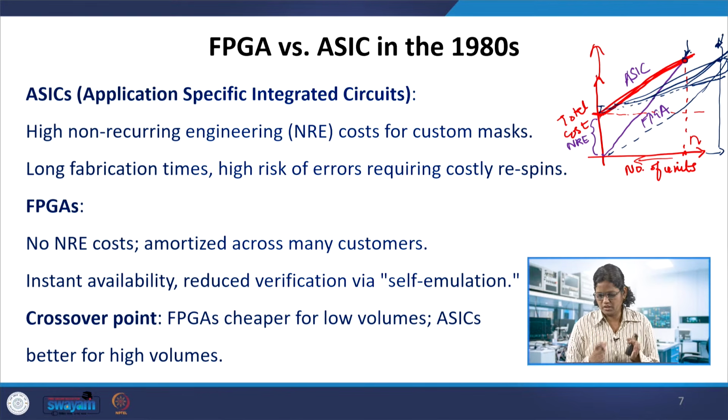It depends on the generation. So for the nth generation, and then the n plus 1th generation, and then it moves on to the next generation, and so on. So this is about the ASIC and FPGA in the 1980s, basically the total cost and the initial cost which is involved. Although the ASICs had the case of high risk of errors, because it needs silicon respinning and the fabrication times are also higher, whereas self emulation was a good characteristic of the FPGA for verification.